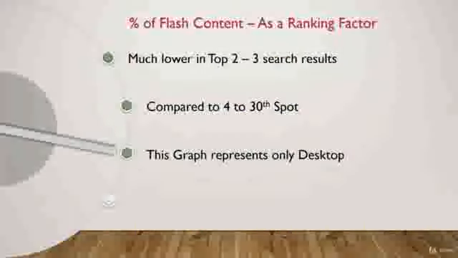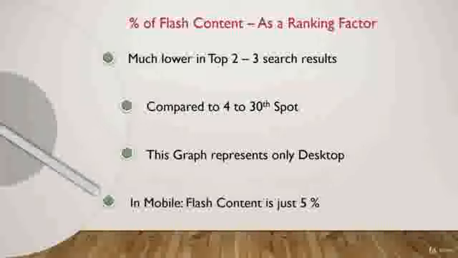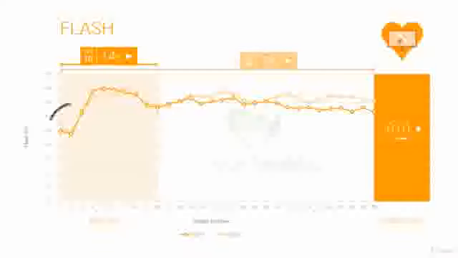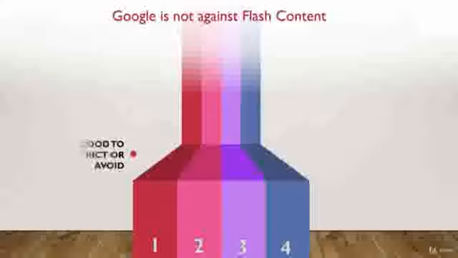This graph represents only the desktop search results. In the mobile search engine result pages, the fraction of flash pages is just 5% compared to a 14% average in desktop search results. So you could have observed that the top 3 positions are occupied by pages which contain significantly less flash content.